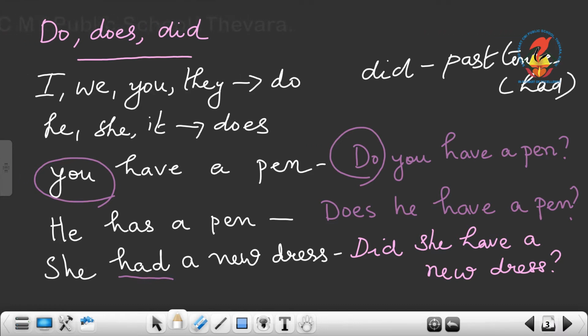See, you have a pen. We already studied that for I, we, you, they, you have to use do. Is it? So, since it is you here, you can use the question word do. Do you have a pen? Okay, now he has a pen. Which question word can you use? He. See, does, is it? So, does he have a pen. Why did I use have here?